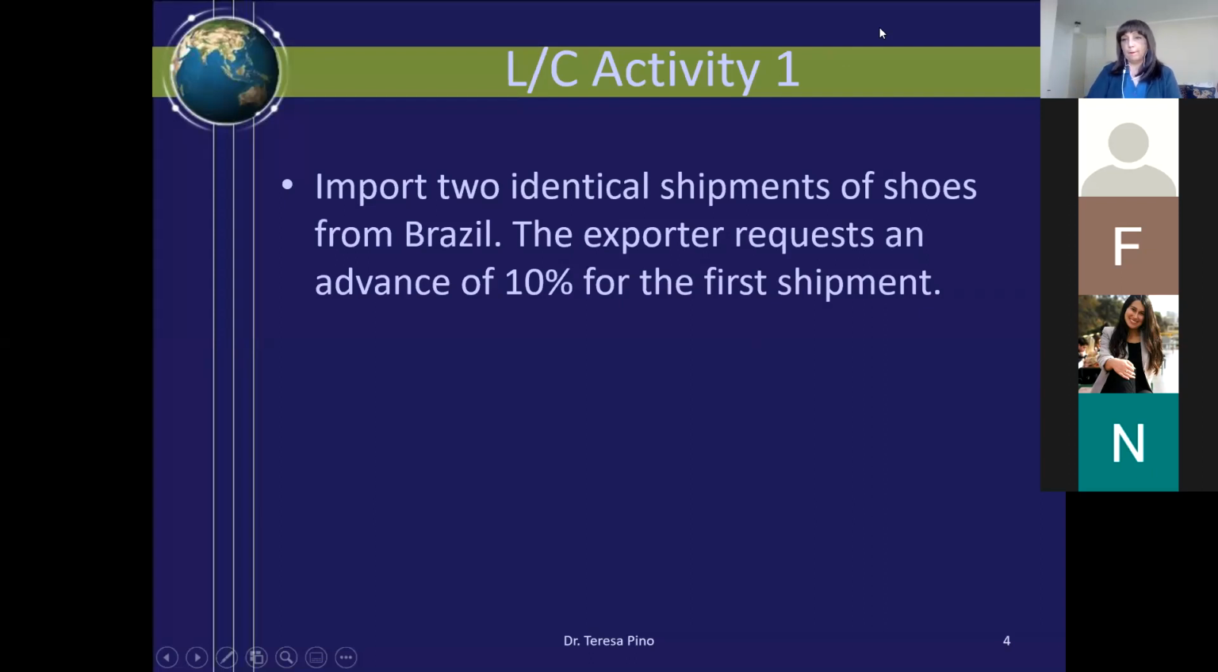Miss, can you say it again? What was the letter of credit? So I said it is irrevocable, untransferable, revolving, green clause, and sight.